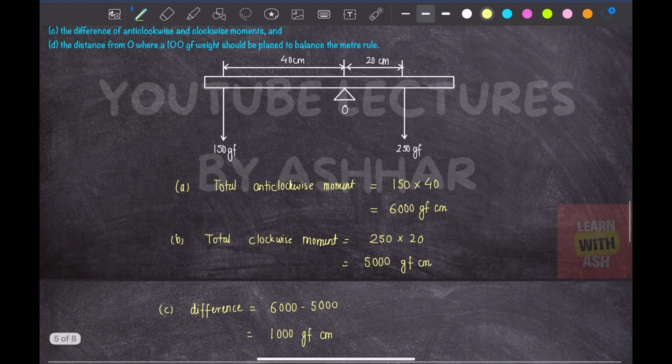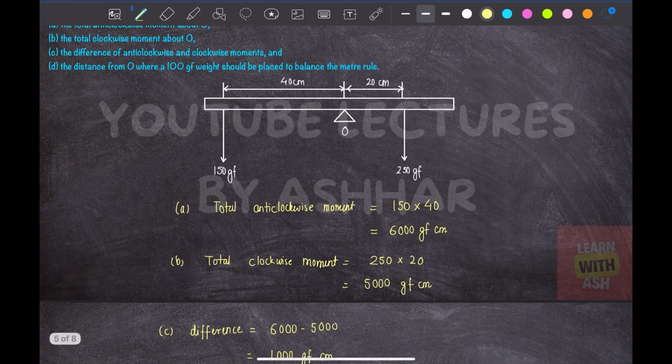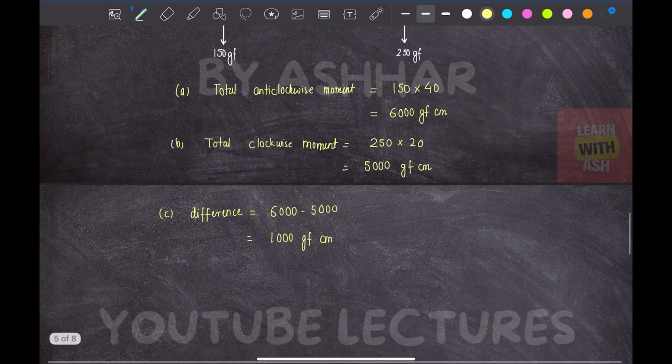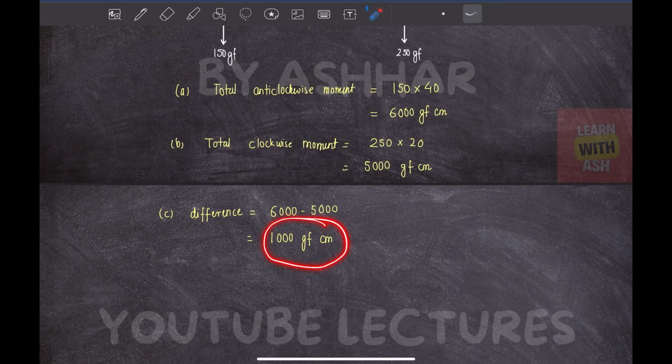And after that, the distance from O where a 100 gram force weight should be placed to balance the meter rule. So again, the previous concept only. We need to balance the meter rule. For it to balance, we must think that we need to acquire the equilibrium. Now, as we can see, the whole difference was 1000 gram force centimeter. So my only thing will be to just handle this part. If I'm able to handle this portion, it will be simple for me.